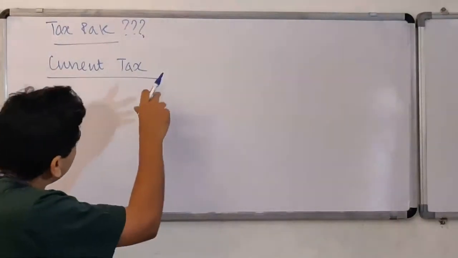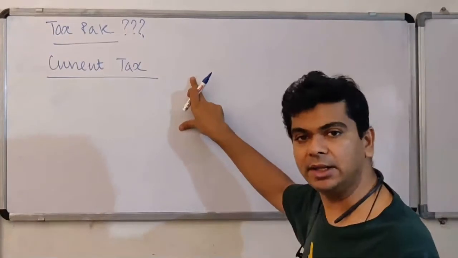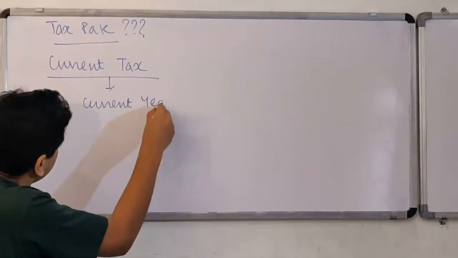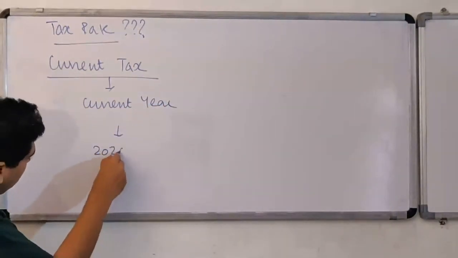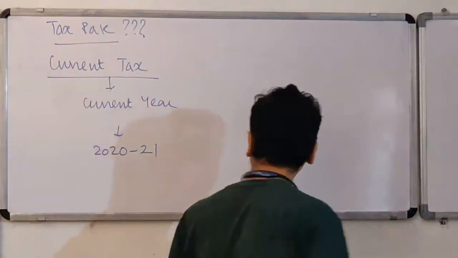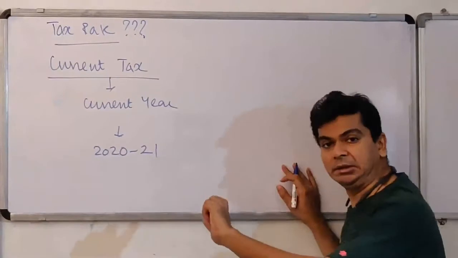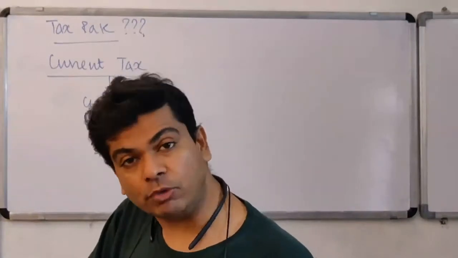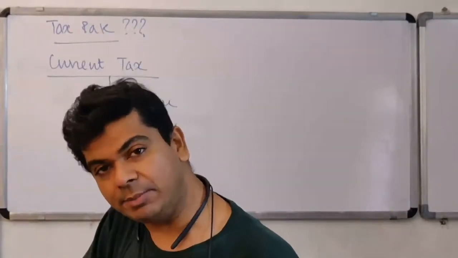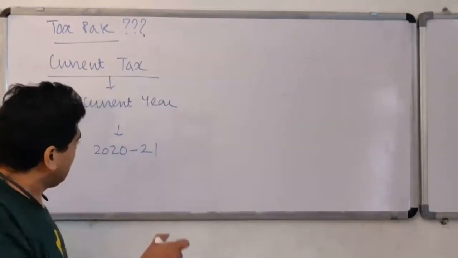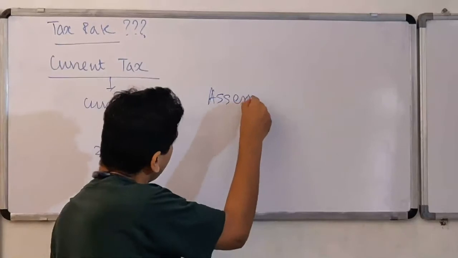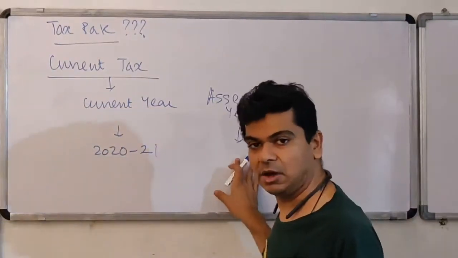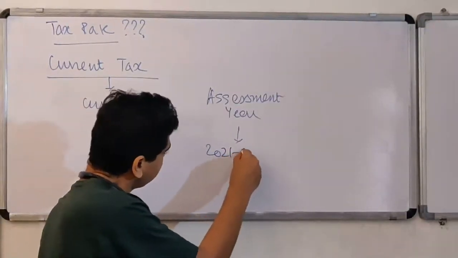We know current tax is nothing but the tax that is payable in the current year, isn't it? So let us identify the current year. Let us say the current year is 2020-21. Now I want to know how much tax I will have to pay for the year 2020-21. So I will have to now apply the tax provisions. I will apply the tax provisions of the assessment year that is applicable to the current year. If the current year is 2020-21, then what will be my assessment year? Right, we are seeing this purely from the viewpoint of income tax now. Your assessment year will be 2021-22.